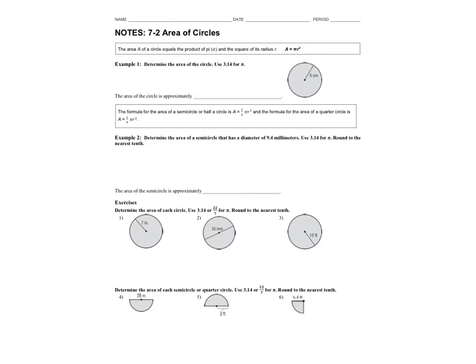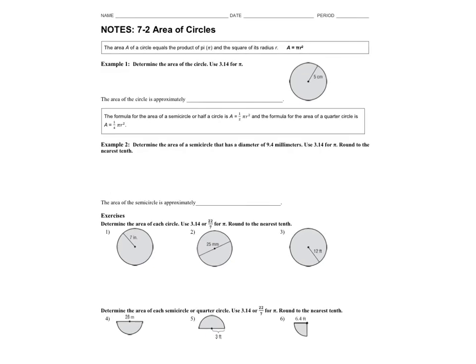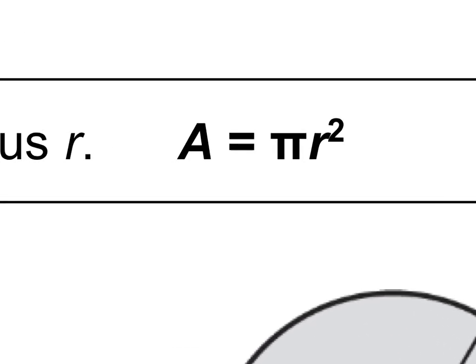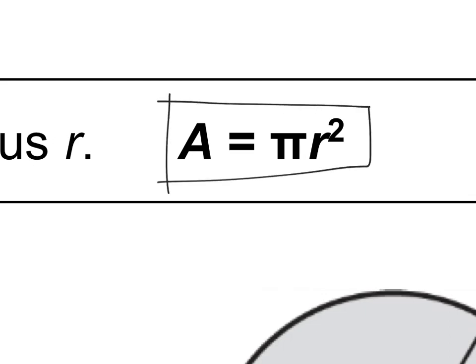This is going to be the Unit 7-2 notes and homework for area of circles for 7th grade. So it says the area A of a circle equals the product of pi and the square of the radius r. Really fancy way of saying, hey, this is the formula that we are going to use to solve for area. Several of these things we've already talked about before.